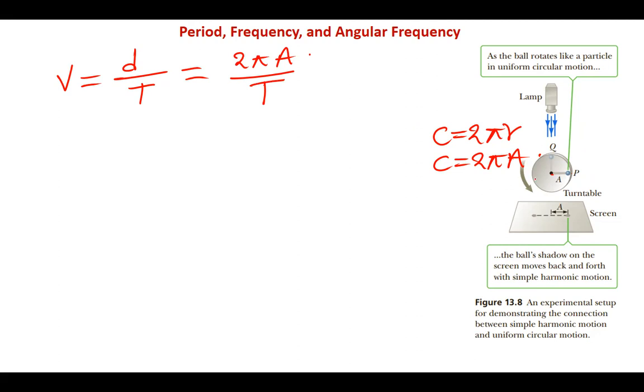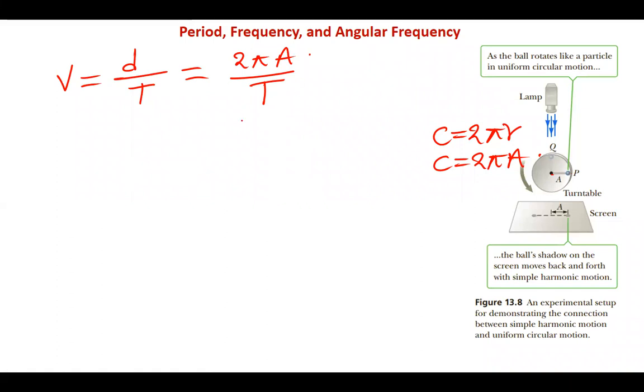The time that this ball is taking to move around this circle is just equivalent to the period of this same ball, or to the period of this shadow down there. So this is how you write the velocity in terms of the period.